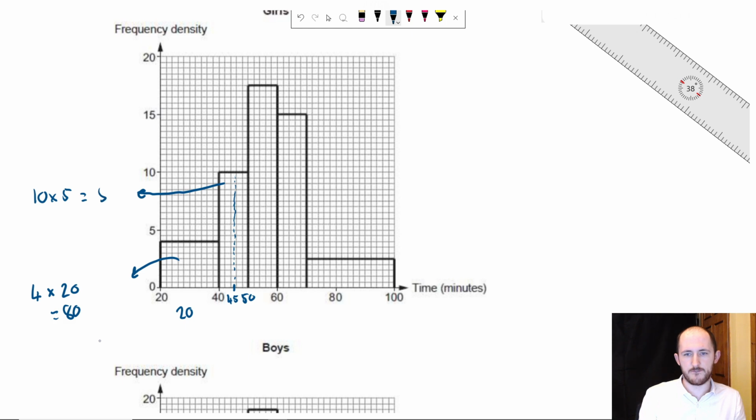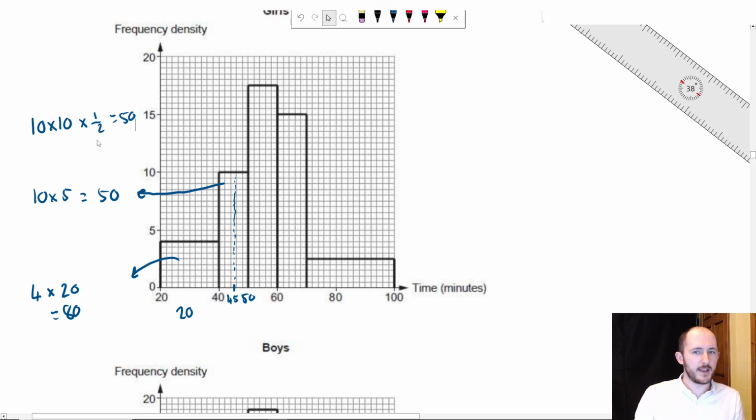which is 50. Now, I'm going to give you a little bit of a secret here. In mark schemes, and maybe even in your schools, they teach you a method that's slightly different, but in my opinion, it's a lot worse. Instead, they take the whole bar, so they'll do 10 times 10 in this case, and then they'll times it by a half, which still gives you 50.